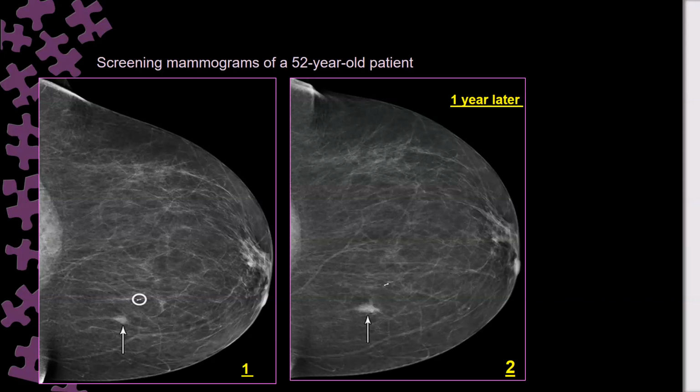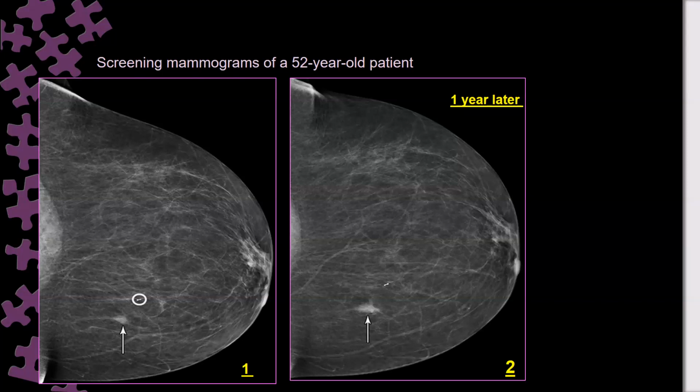Is it a mass? For me, it is convex, has a convex border here. There is a convex border here. So it looks like a mass. But sometimes, when we have seen it in a single view, except for spot magnification view.